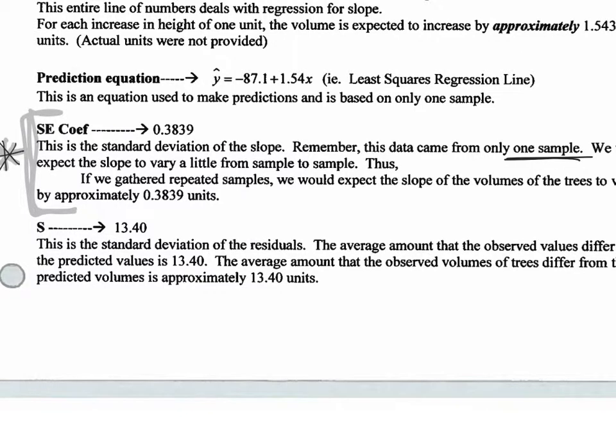We need to know, how much variability is an acceptable amount of variability. And that's what this standard deviation of slope is doing for you. It's saying that we expect the slope to vary from sample to sample. Thus, if we gathered many samples, we would expect the slope of the relationship between the volume of the trees and the height to vary by about this many units or meters cubed, 0.3839. So that is how much we expect it to vary.